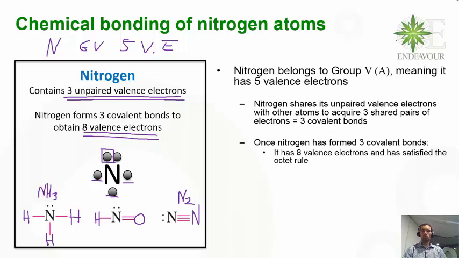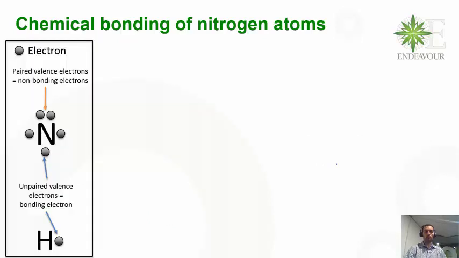So to summarize what I've shown you here, we know that nitrogen belongs to group 5, meaning it has 5 valence electrons. So looking at the Lewis dot symbol of these 5 electrons, we see that 3 of these valence electrons are unpaired, meaning it needs to form 3 covalent bonds to get those 3 shared pairs to make it up to 8 valence electrons to satisfy that octet rule to give the atom stability.